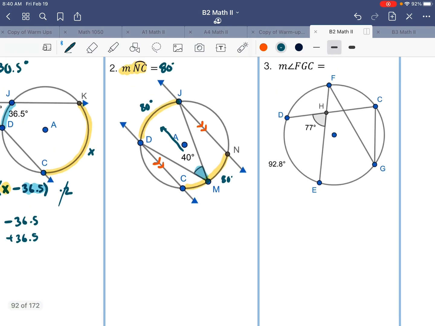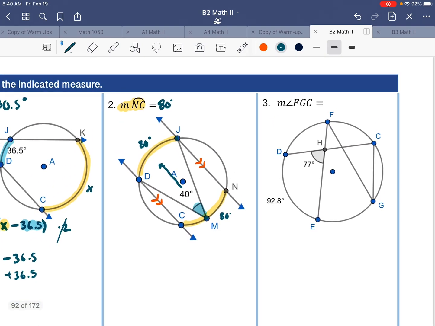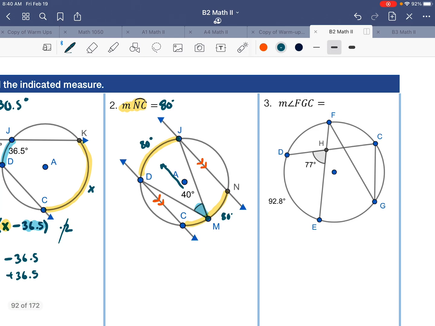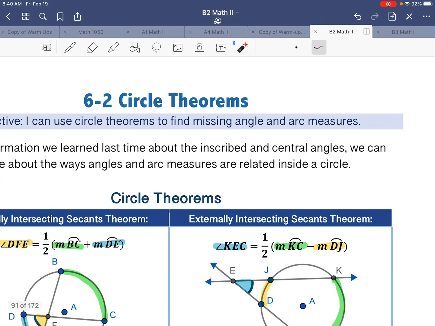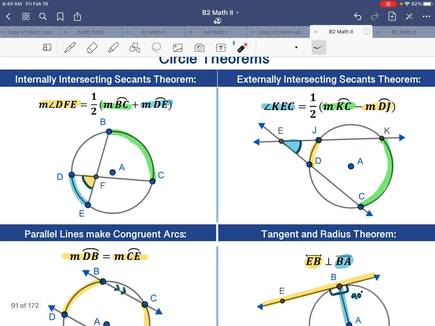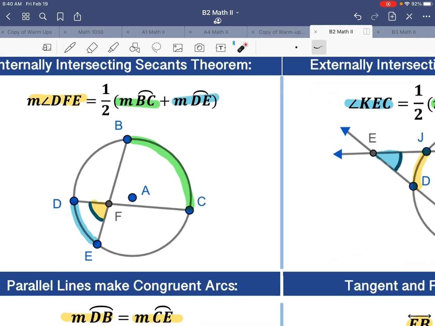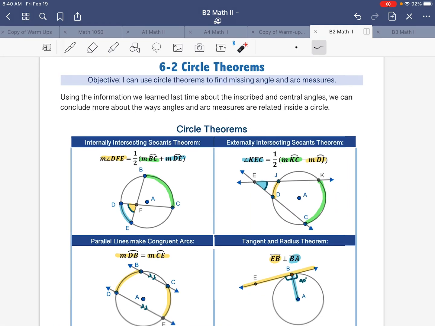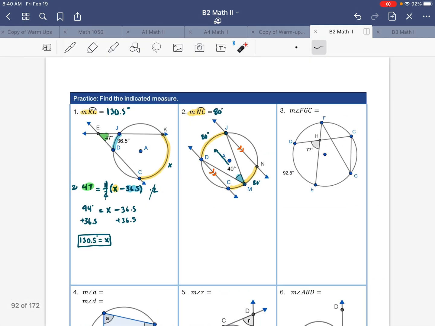Okay, number 3 here, this one is very interesting, right? But I will point out that the first thing I notice here is that this and this intersecting inside of a circle looks very much like the first picture we have. The first theorem, which is the internally intersecting secants theorem. So our formula is that if we add the two arcs and divide by 2, then it gets us the interior angle.